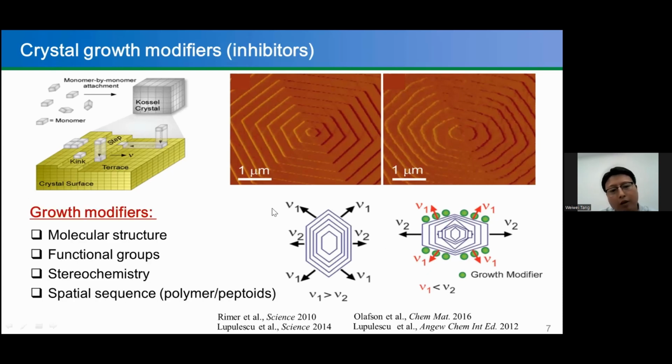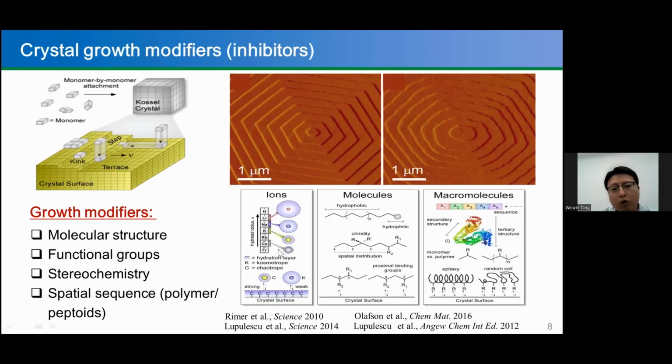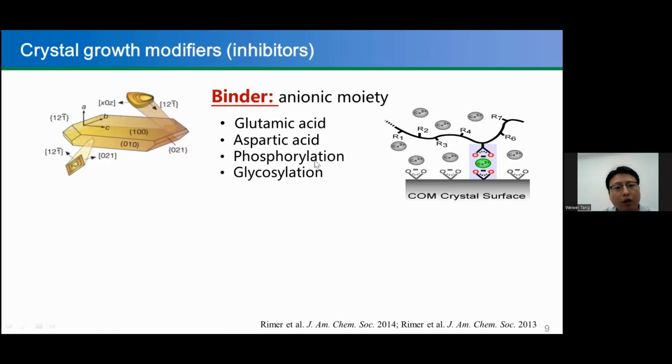This molecular recognition process can be achieved by modifying the molecular structure, functional groups, stereochemistry, or spatial sequence of growth modifiers. Common growth modifiers can be ions, molecules, or macromolecules. The morphology of calcium oxalate monohydrate usually displays a hexagonal shape with the exposed surfaces mainly 100 and 010.